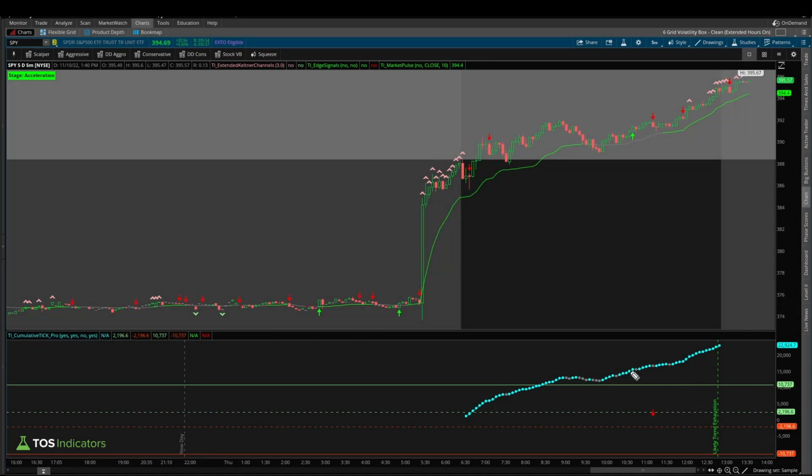In today's video, I'll share a simple setup using market internals along with specific triggers for both day traders and swing traders alike. The overall idea is based off of this likely trend exhaustion signal that's now printing with today's closing print inside of the Cumulative Tick Pro indicator.